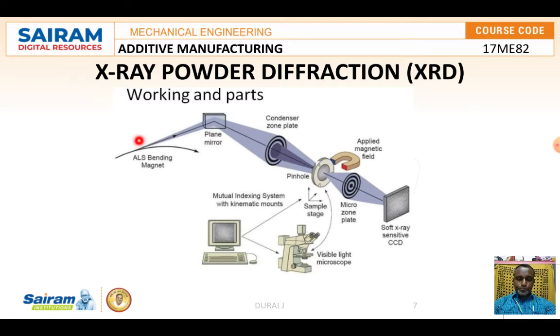Soft X-ray, sensitive CCD, applied magnetic field, condenser zone plate, plane mirror. So these are all the things.